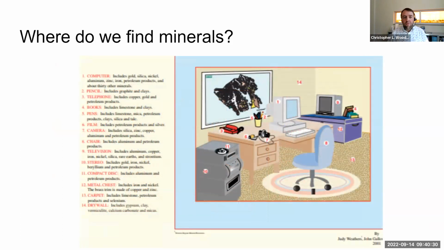The computer that you're using, or your Chromebook, the chair, the point is, I think you get it. Minerals are everywhere. We use minerals constantly in our everyday lives. Without it, our modern civilization just wouldn't be possible.